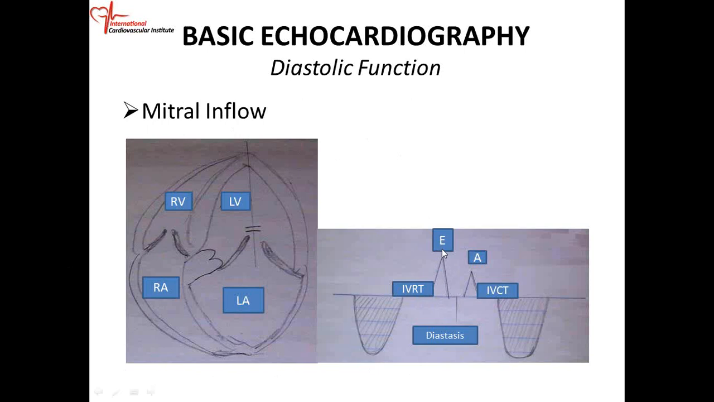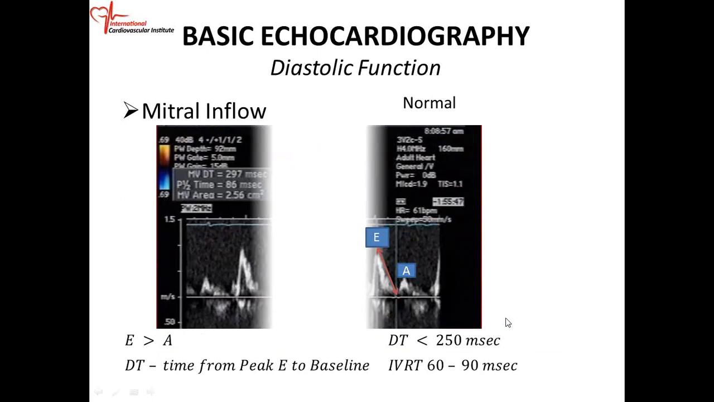Deceleration time is from peak E to the baseline. It's the time. Then you have your diastasis, because there is equalization of pressure between the left atrium and left ventricle. There is no flow, and then the atrium contracts to force blood into the left ventricle. The mitral valve closes. The aortic valve is still closed. You have your IVCT, isovolumic contraction time, and then the process starts over.